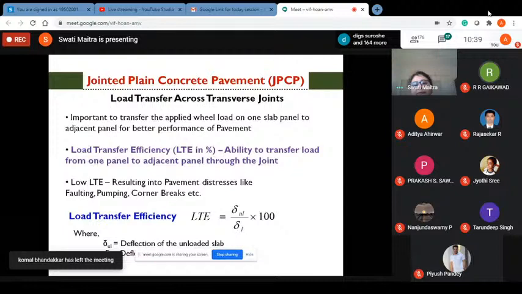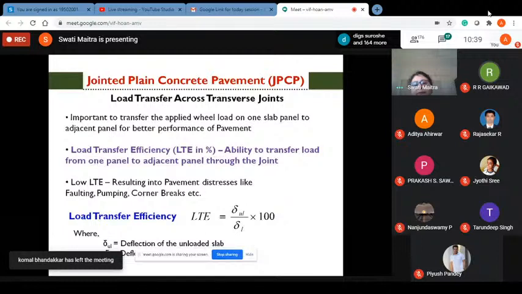Now, as I said, bottom-up cracking is when the critical stress is developed at the bottom of the concrete slab. And the critical stress is developed due to the effect of wheel load and also the temperature effect. So for bottom-up cracking, the stress is developed at the bottom, and this is due to the effect of wheel load and positive temperature gradient.